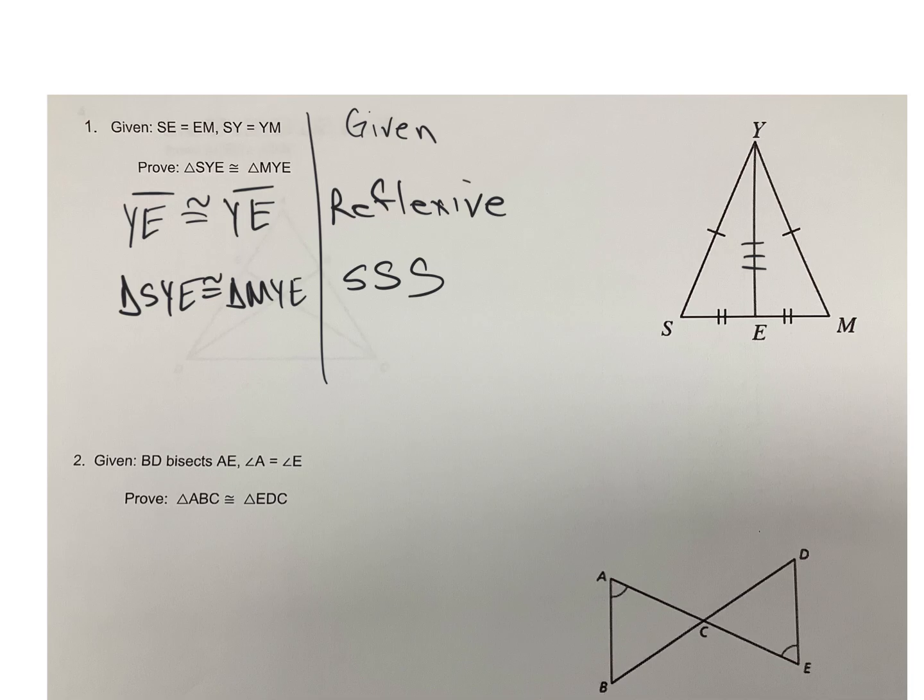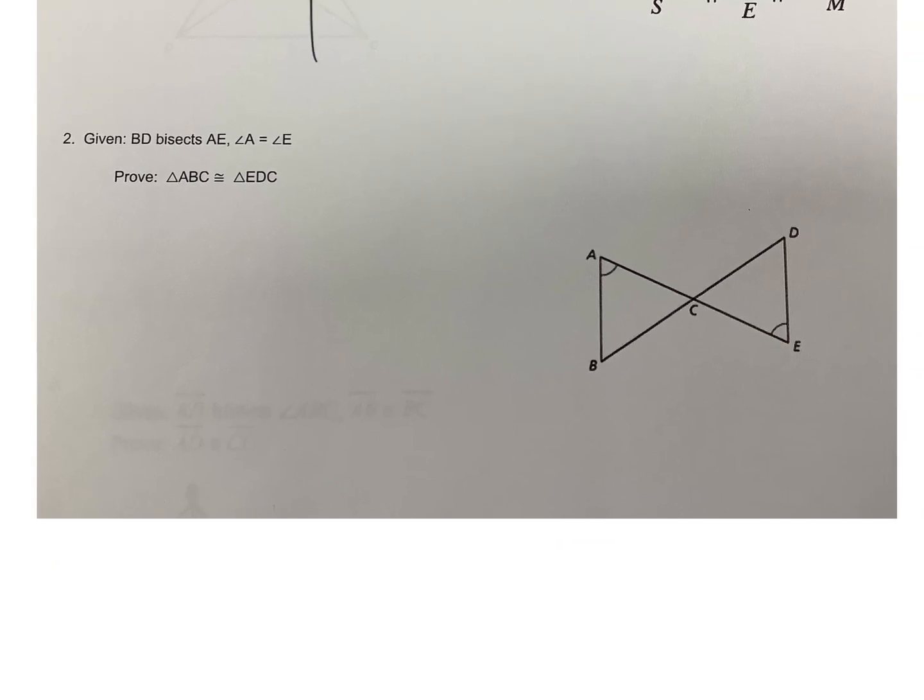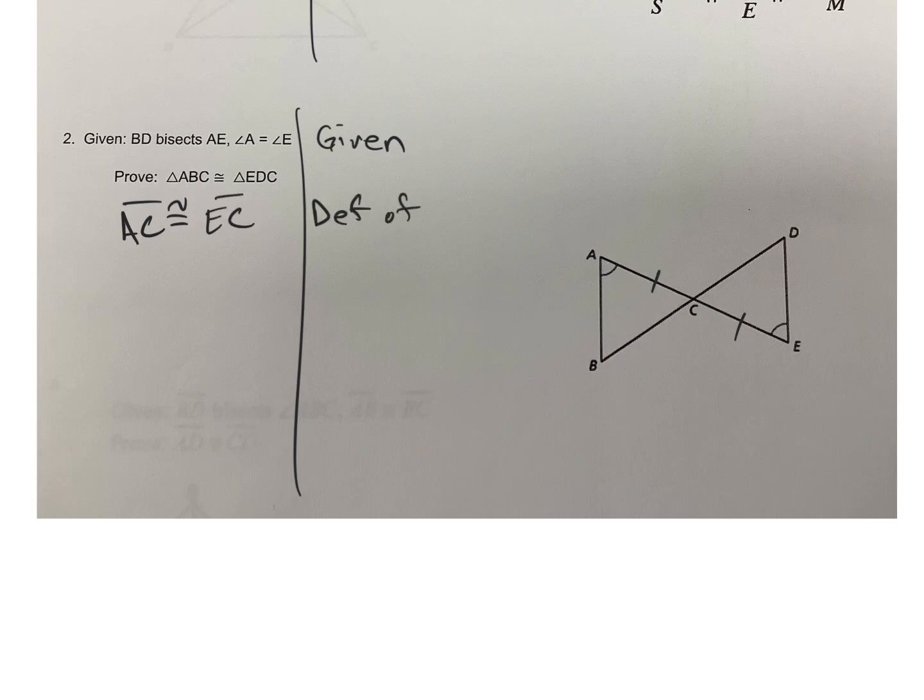Number 2. Again, we'll just call that our given. Make sure it's marked in your picture. BD bisects AE. What does it mean to be a bisector? So if it's not marked, we mark it. BD is the bisector of AE. Make sure you mark the right one. So those 2 pieces, AC and CE, are congruent. Let's say that AC is congruent to EC. Definition of bisector.